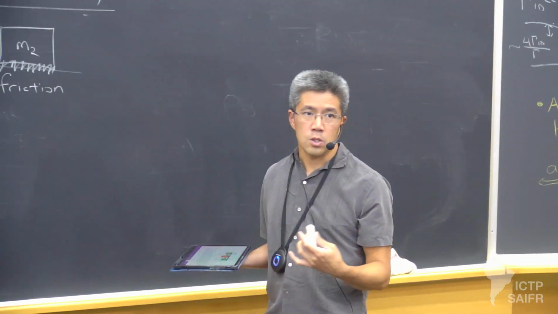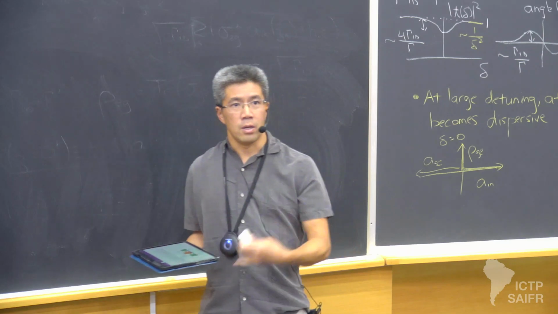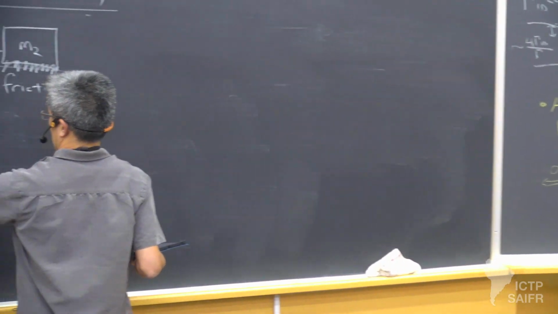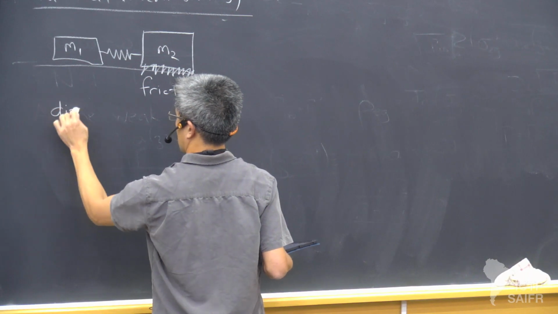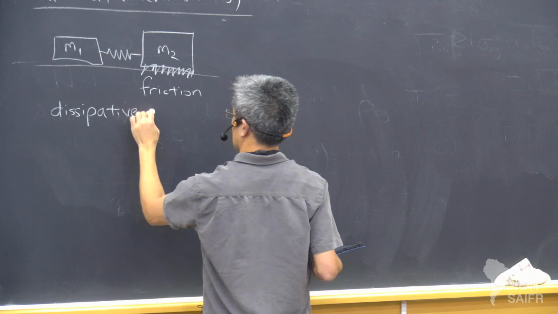So then it's clear that this normal mode would be dissipative. You get it moving at time 0, but later on you'll see that the friction has damped out the motion. So this would give you a dissipative normal mode.